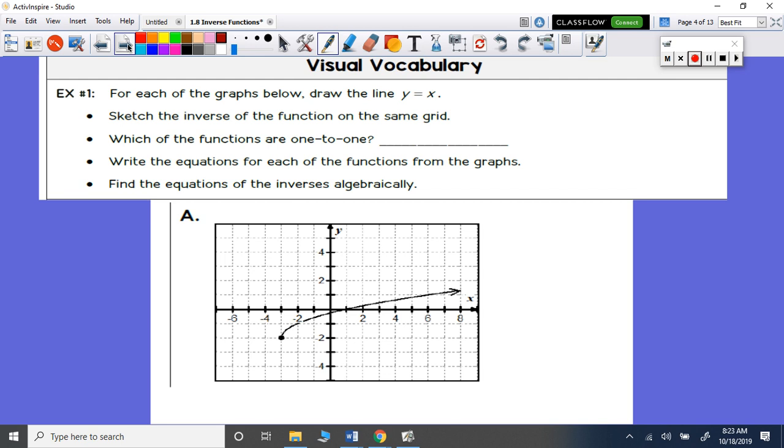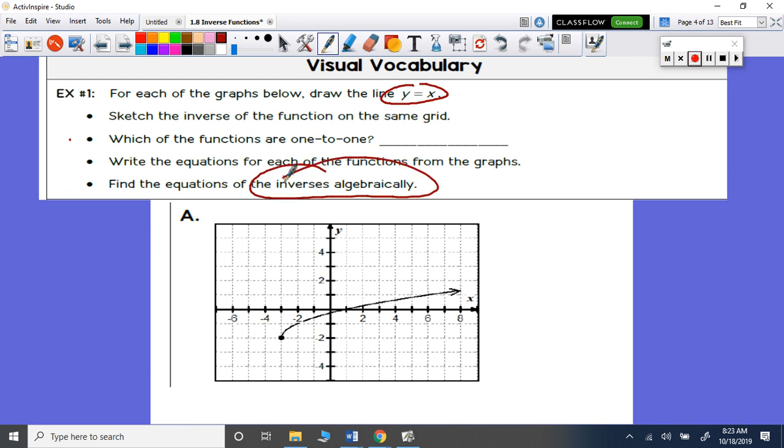All right. So, visual vocabulary. If you have a function and its inverse, it should be symmetrical with the line y equals x. At the very end, we'll answer that question. We're going to write the equations together and we're going to find it algebraically. This is what you're going to do tonight.